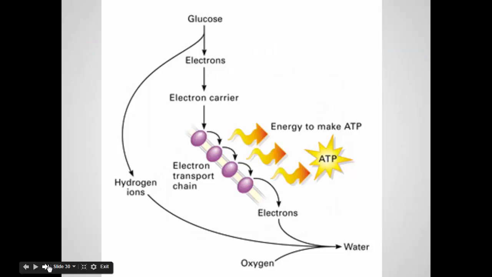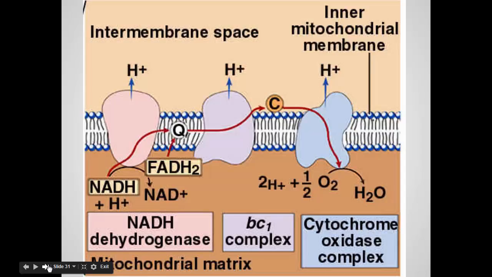If we look at just the overview, take glucose, oxidize it, strip off the electrons, and send them to some electron carriers, which are NADH and FADH2. Those electron carriers drop off those high energy electrons to the electron transport chain. The electrons gradually lose energy from one step to another, okay? Pumping hydrogen ions to make ATP. Finally, as those electrons get down to their lower energy level, they combine with oxygen and hydrogen, and we end up with water.